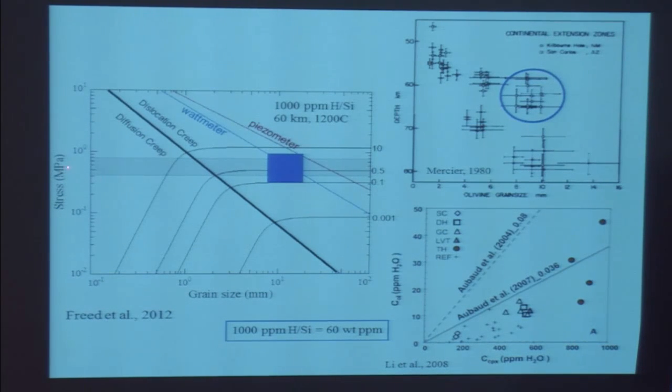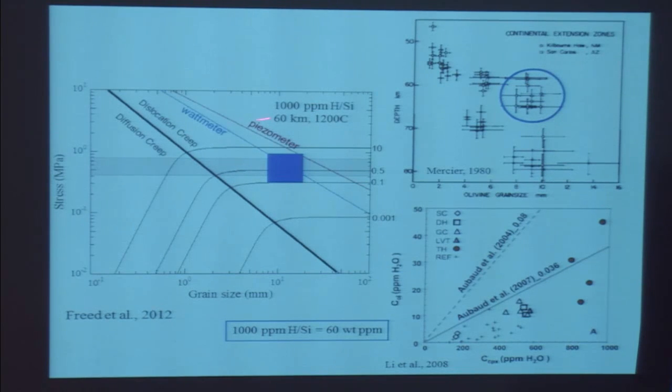So the background stress that Andy gets for the mantle, in the range of 60 kilometers, is something in the range between 0.7 and 0.3 megapascals. And if you use our estimates of what the grain size in the mantle is for that condition, you would get something like 10 millimeters at 60 kilometers. So that's well into the dislocation creep field. And as an example, if you look at xenoliths from the Basin and Range, this is from a paper of Mercier, at a depth of around 60 kilometers, you're seeing xenoliths with grain sizes in the range of 8 to 12 millimeters.